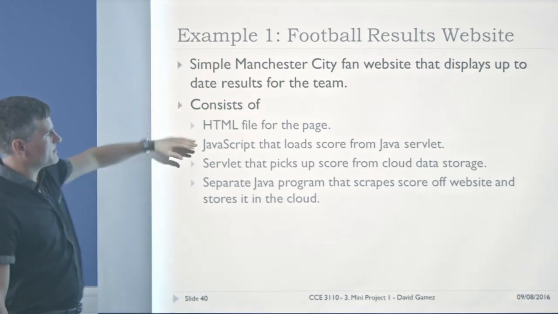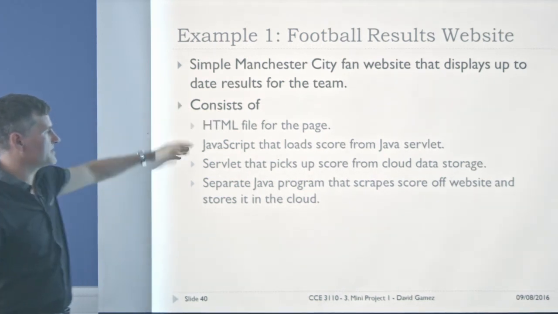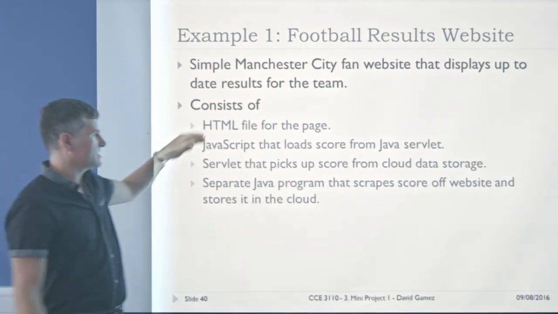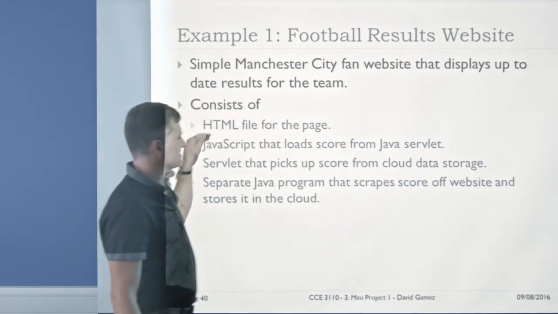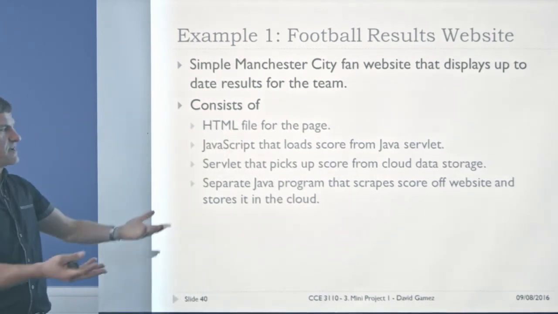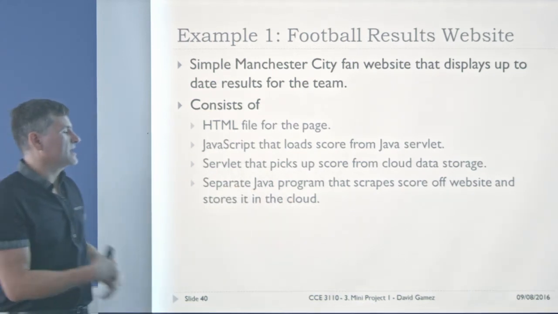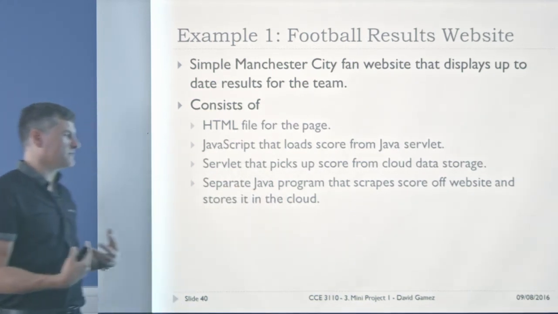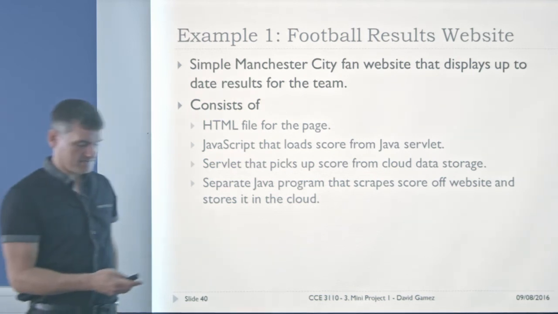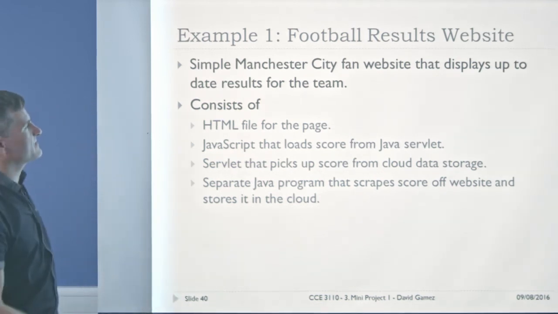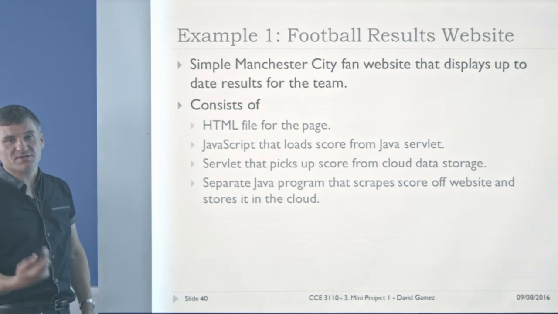In this project, we've got the HTML, the front end that displays the actual page. This HTML has some JavaScript, which talks to the servlet, and the servlet picks up the score from the cloud. A separate program scrapes the score off the website and stores it in the cloud. So this is just a simple example of the sort of project that you could do for this mini project.